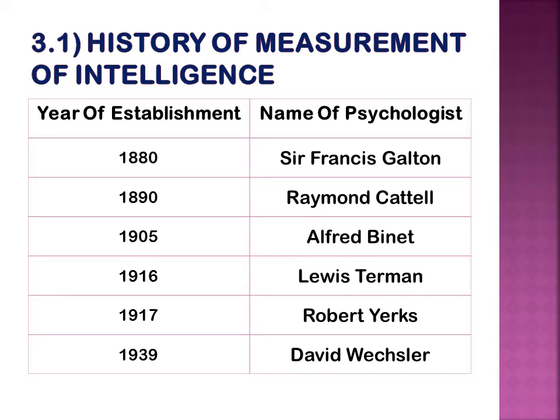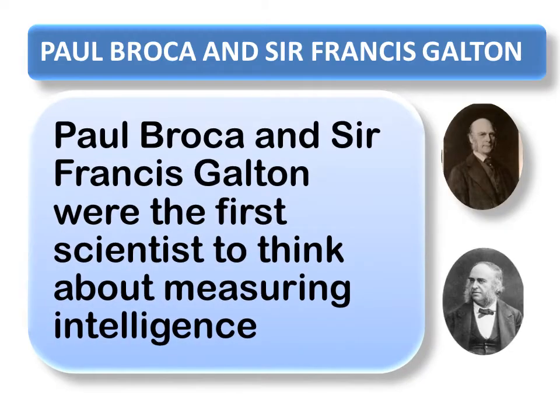Then in 1917 by Robert Yerkes, and finally in 1939 by David Wechsler. Let's study the contribution of these psychologists to the history of measurement of intelligence. Paul Broca and Sir Francis Galton were the first scientists to think about measuring intelligence. Later this work was carried out by Sir Francis Galton. He believed that every aspect of human nature, including intelligence, could be measured scientifically.